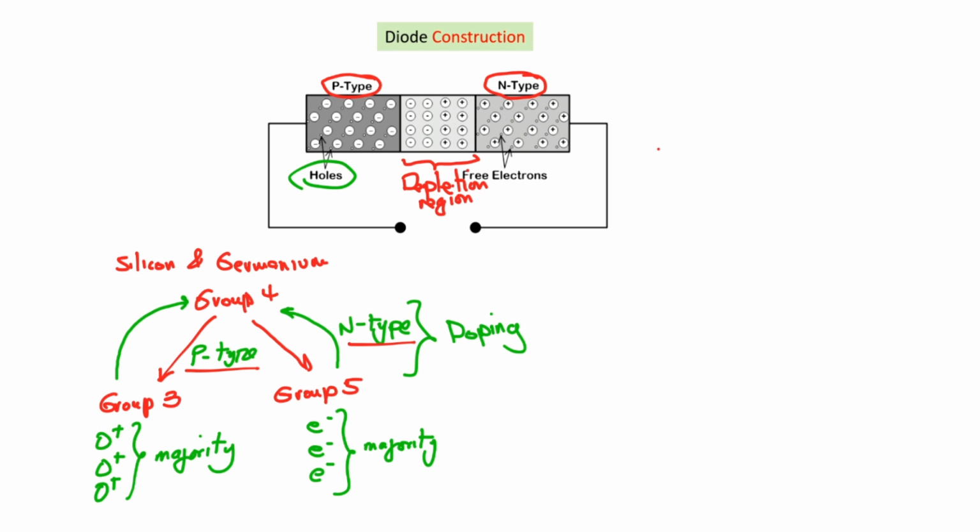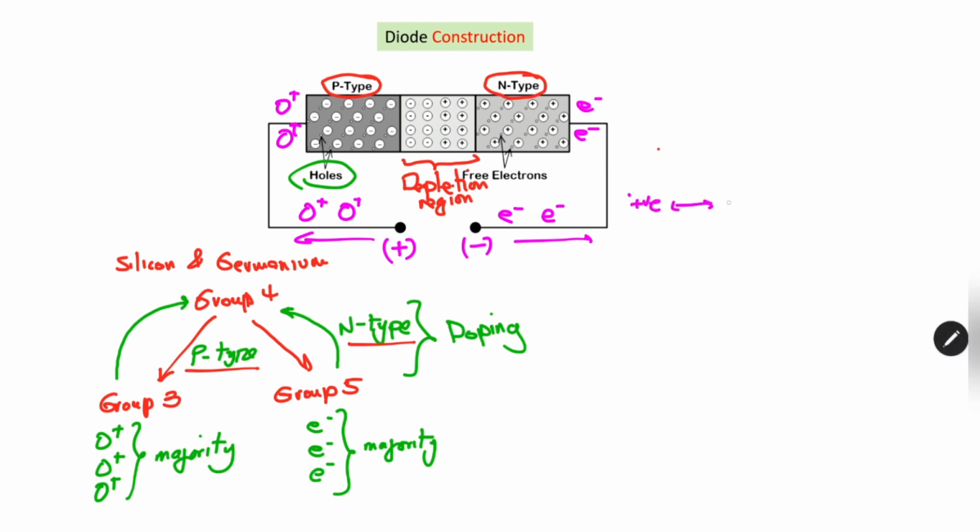Let us now look at the example where we connect the positive terminal of the voltage source to the p-type and the negative terminal to the n-type semiconductor material. What will happen? There will be more and more holes flowing in this direction, and they will accumulate at the p-type region, and in this direction there will be more and more electrons flowing, and they will accumulate in this region. We know that the positive and the negative tend to have a force of attraction.